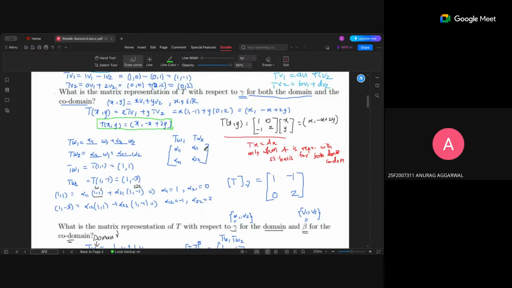Got it? Ma'am, we can find the transformation matrix by the first method, the shortcut, if the standard bases are there. Yes. And if the standard basis is not there, then what is the way, ma'am? If the standard basis is not there, then this is the way. This is how we are finding the matrix of the transformation.